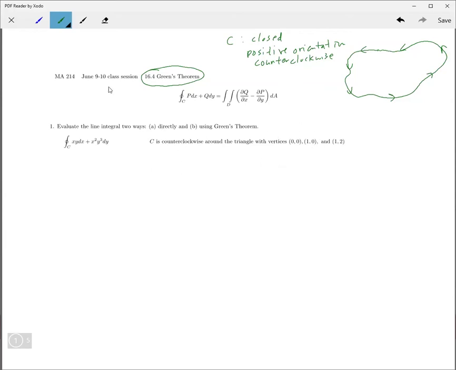So over here we have the curve that we're going to go around. It's counterclockwise around the triangle. The vertices are 0, 0, 1, 0, and 1, 2. So it's this triangle, and it says counterclockwise, so that's the positive orientation. So it's going around this way.